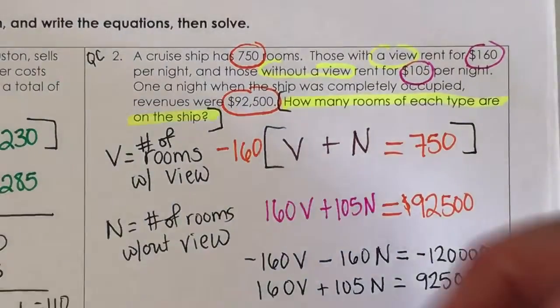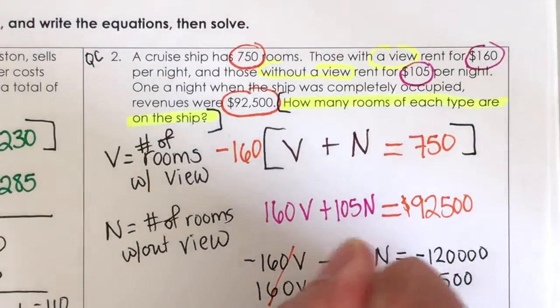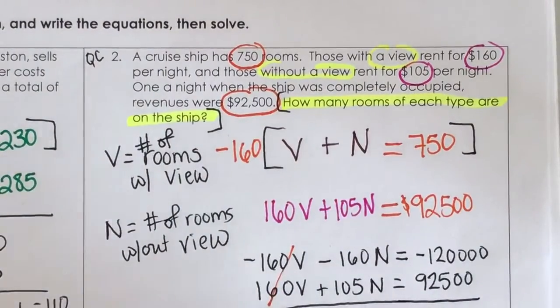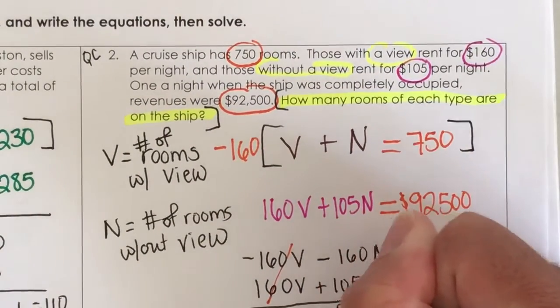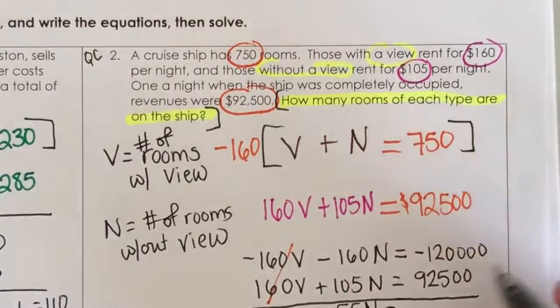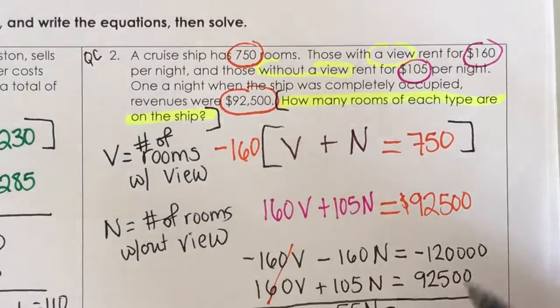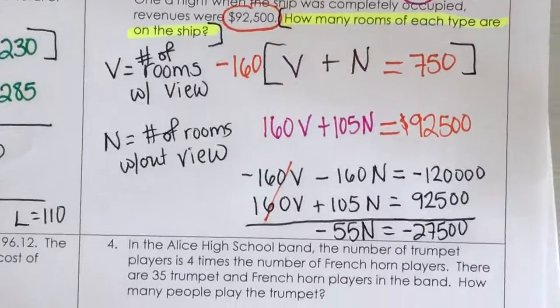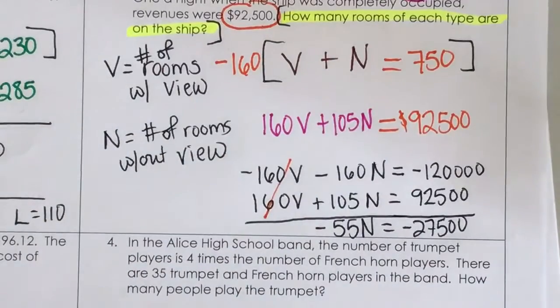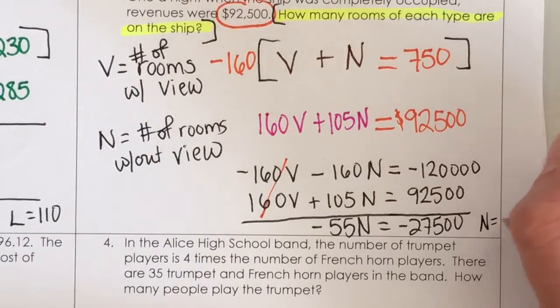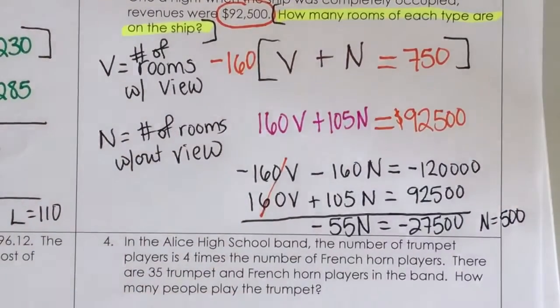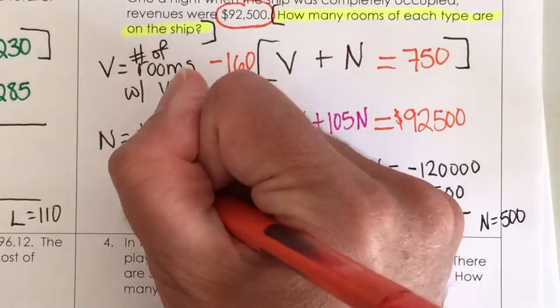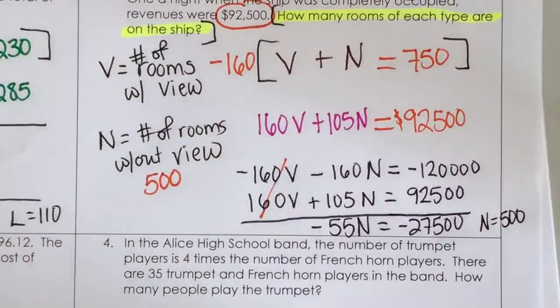Okay, I'm going to rewrite the second equation. Add the two together, so my V's cancel out. Add what I have left, so negative 160N plus 105N is equal to negative 55N. And then add negative 120,000 to 92,500, and I get negative 27,500. So take that number, divide by negative 55, and when you do, you get N is equal to 500. So there are 500 rooms without a view. So no view is 500.